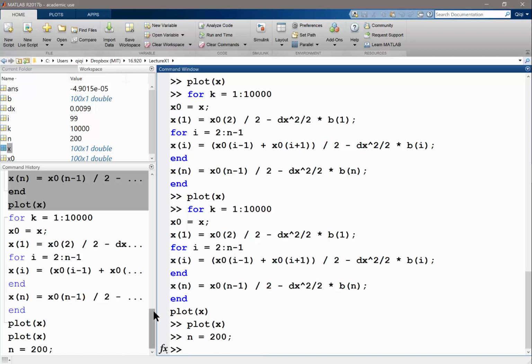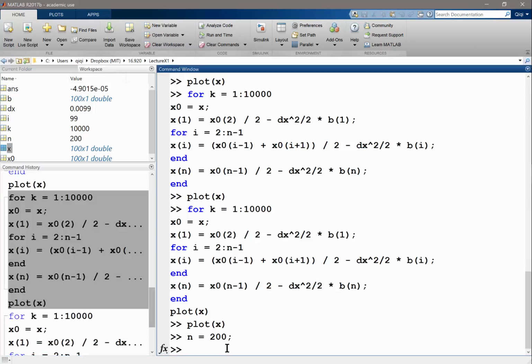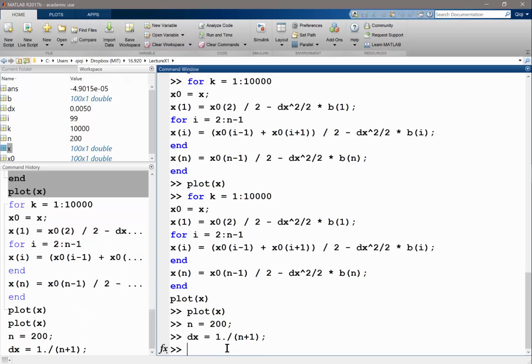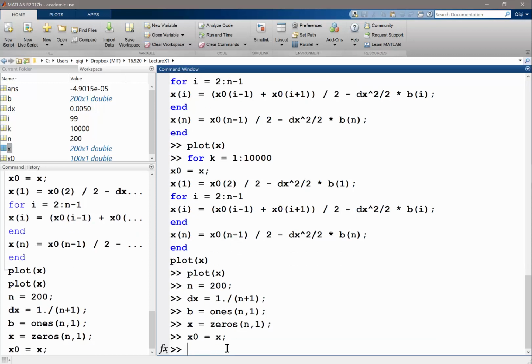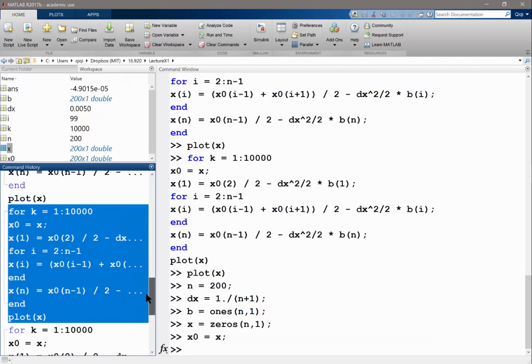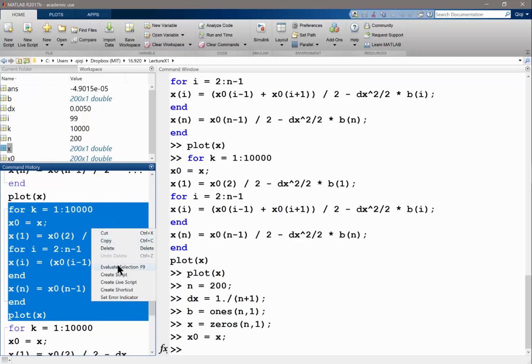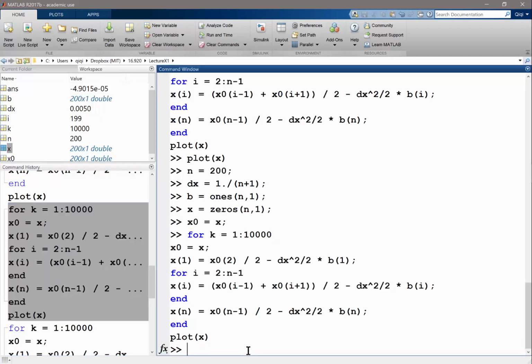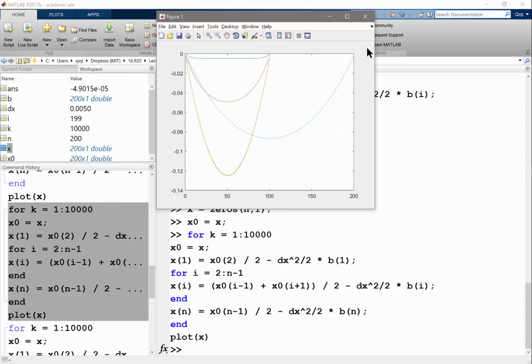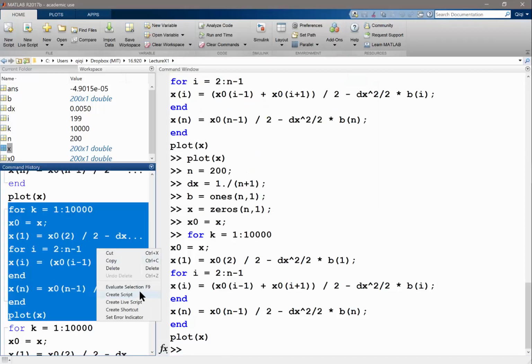Okay, so we can do the same thing. Let's see, we compute the dx again, and I compute the b again. I compute the x equal to zeros again, and x0 again. And now let's start by doing these many iterations. And let's clear the figure, not clear all, but wait. I already plotted the solution after these many iterations. So let's evaluate again.